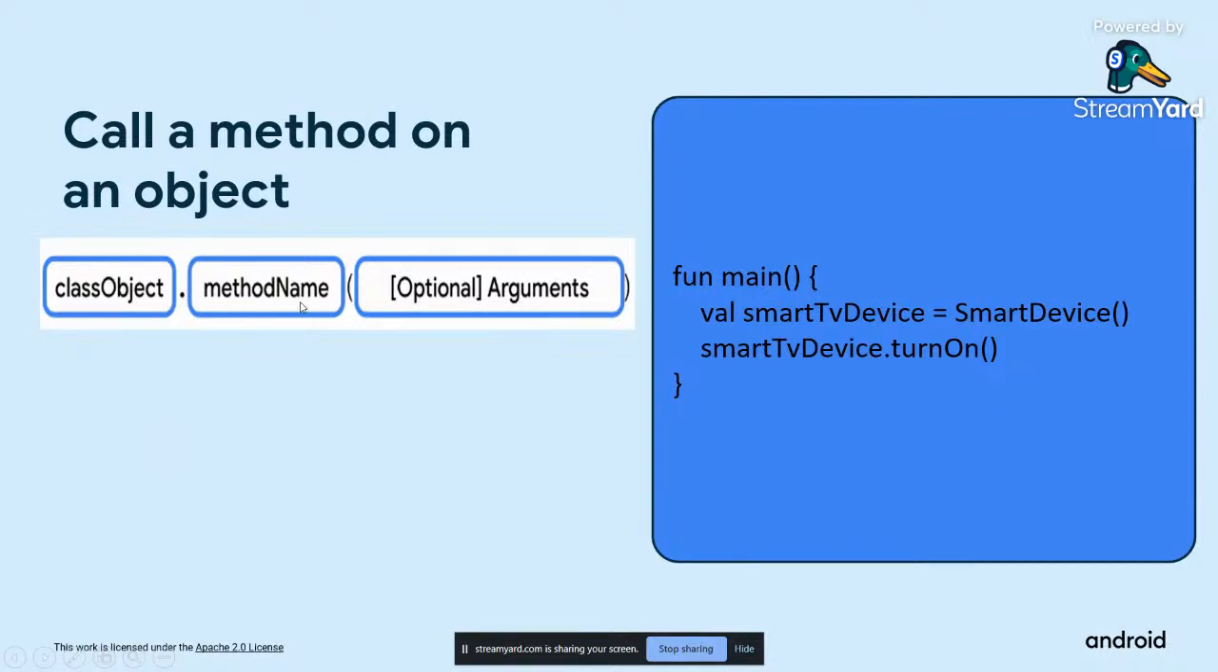Then we write the method name, and then we pass the optional arguments. If you have arguments you can pass them, it is not necessary, it is optional. For example, see this code.